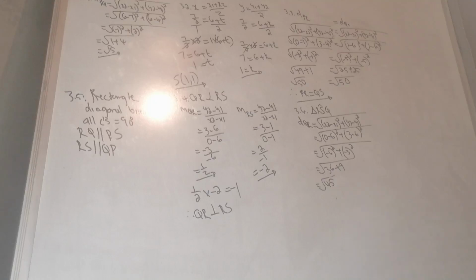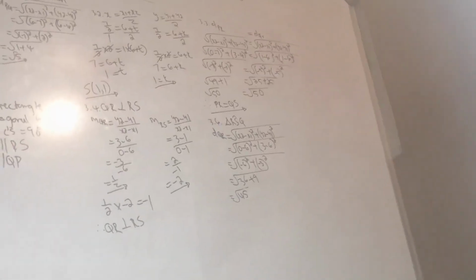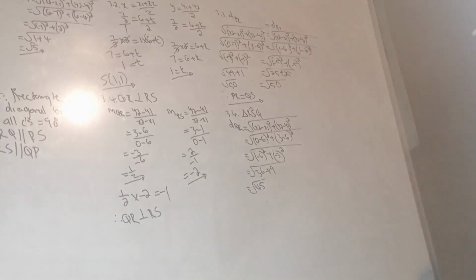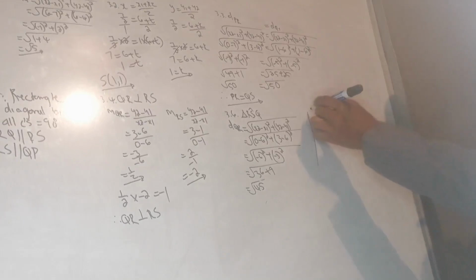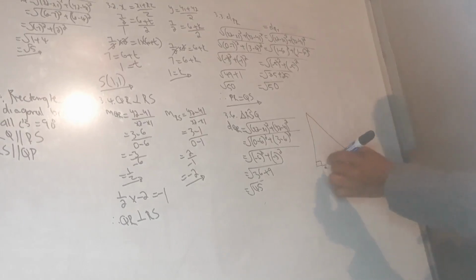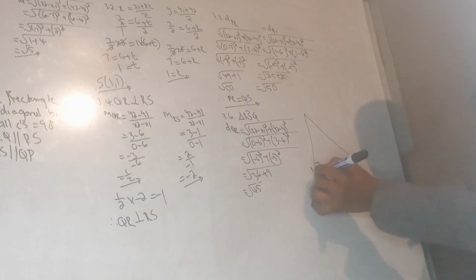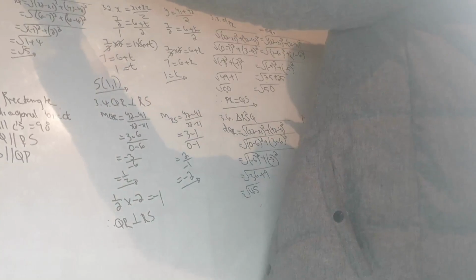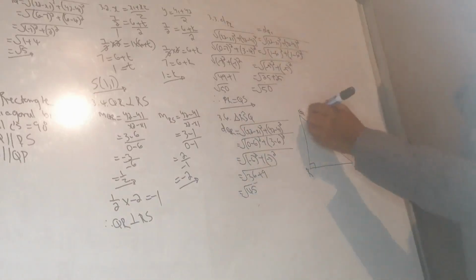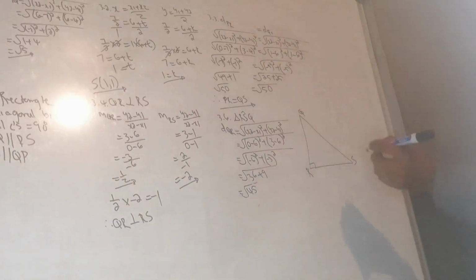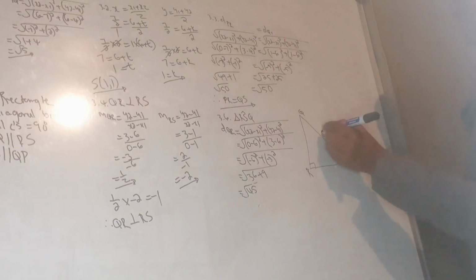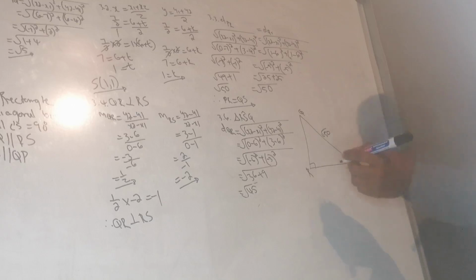We have a right-angled triangle, and this is R here. The hypotenuse is QS, which is root 50, and QR is root 45.